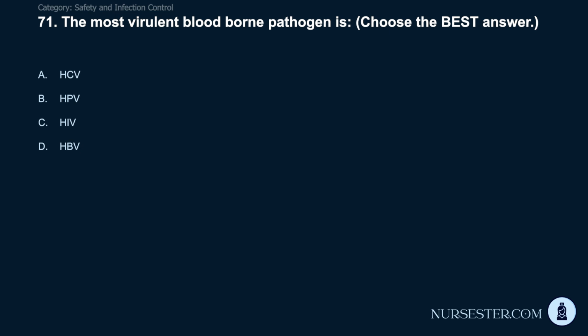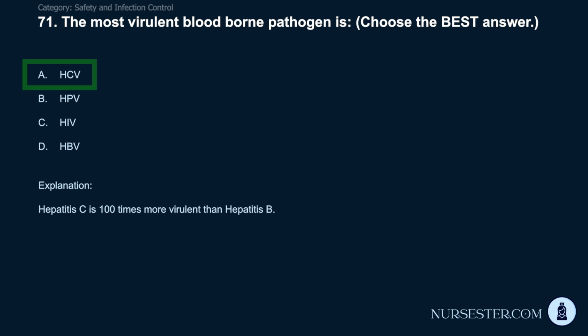71. The most virulent blood-borne pathogen is, choose the best answer. A. HCV. B. HPV. C. HAV. D. HBV. Correct answer, A. HCV. Hepatitis C is 100 times more virulent than hepatitis B.